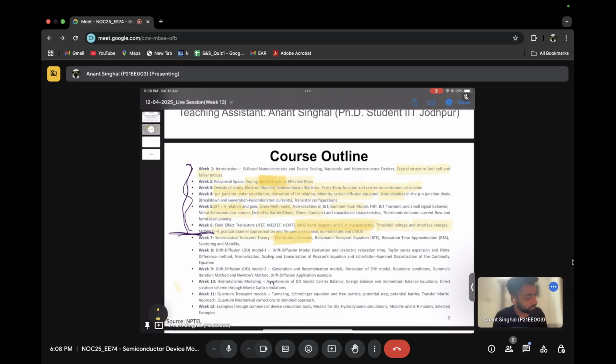And then there were the Boltzmann transport equations, the partial differential equations that are getting solved. Then mobility and scattering comes. So what are the mobility and the scattering models that we have? And then in weeks 8 and 9, we covered drift diffusion models, and we also covered the derivations for the continuity equation using these.